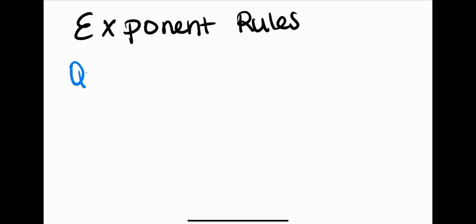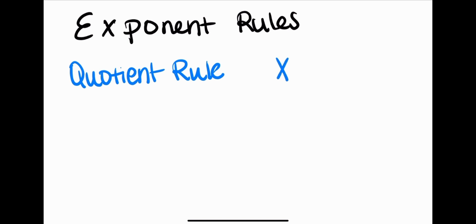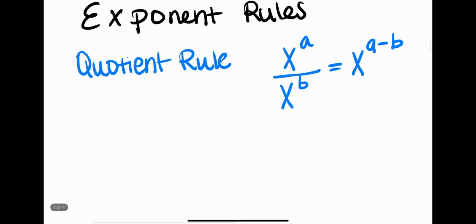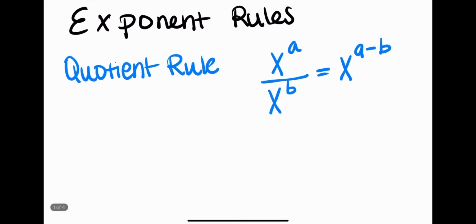The first one is called quotient rule or quotient of powers, however you want to call it. This is the rule that shows you how to divide with like bases and exponents. So say your base is x and you have x to the a power divided by x to the b power. That is going to equal x to the a minus b power.